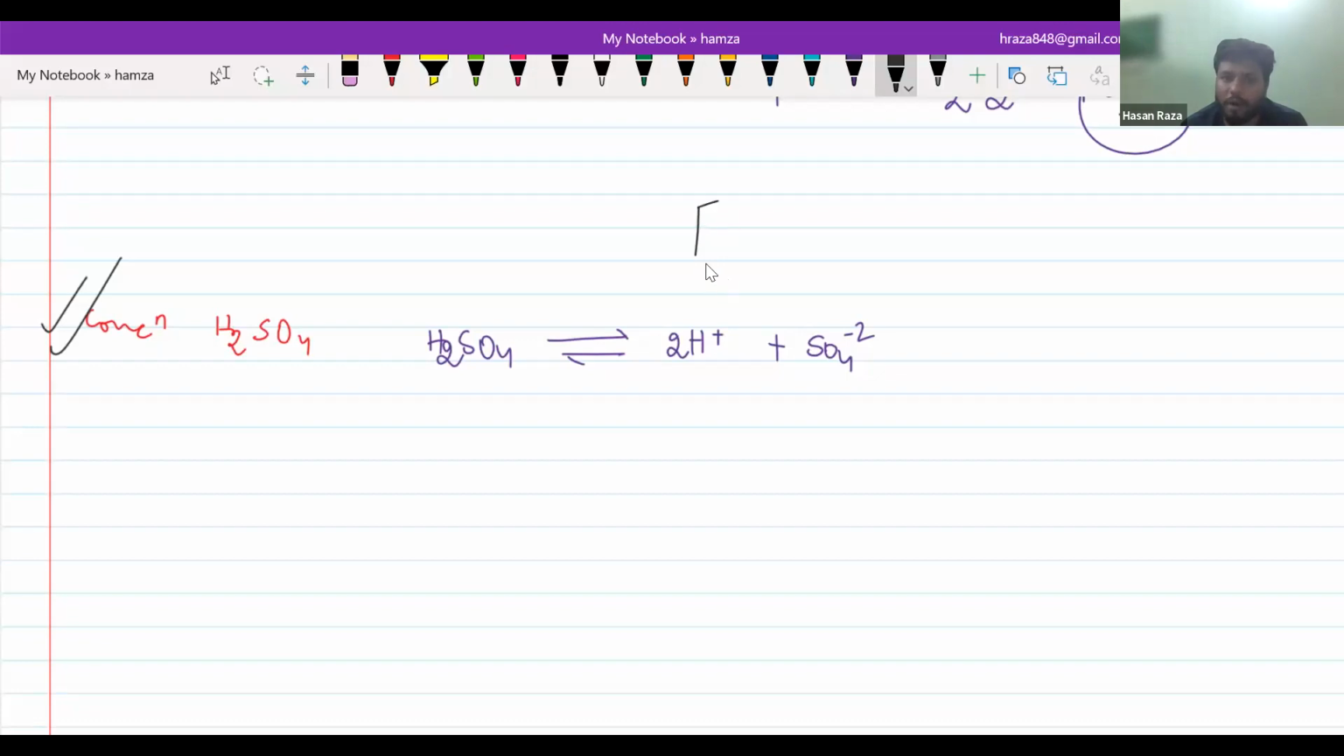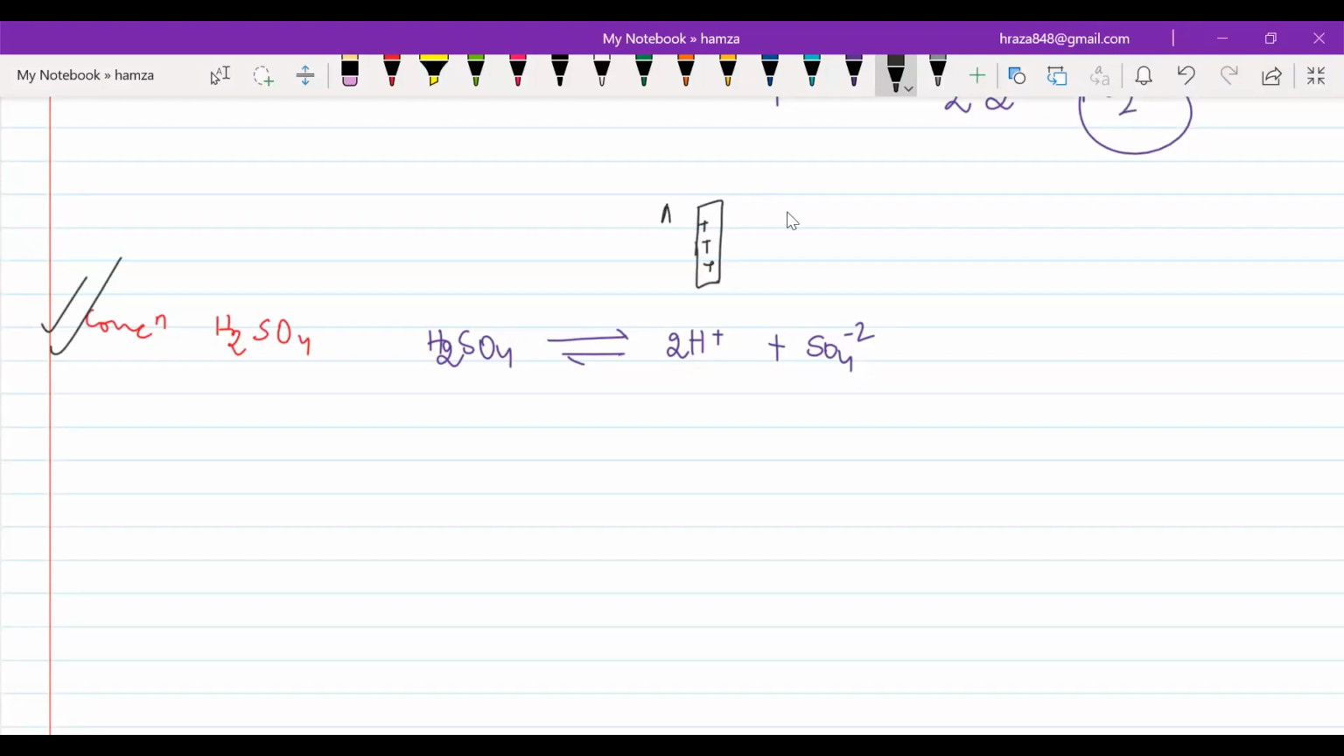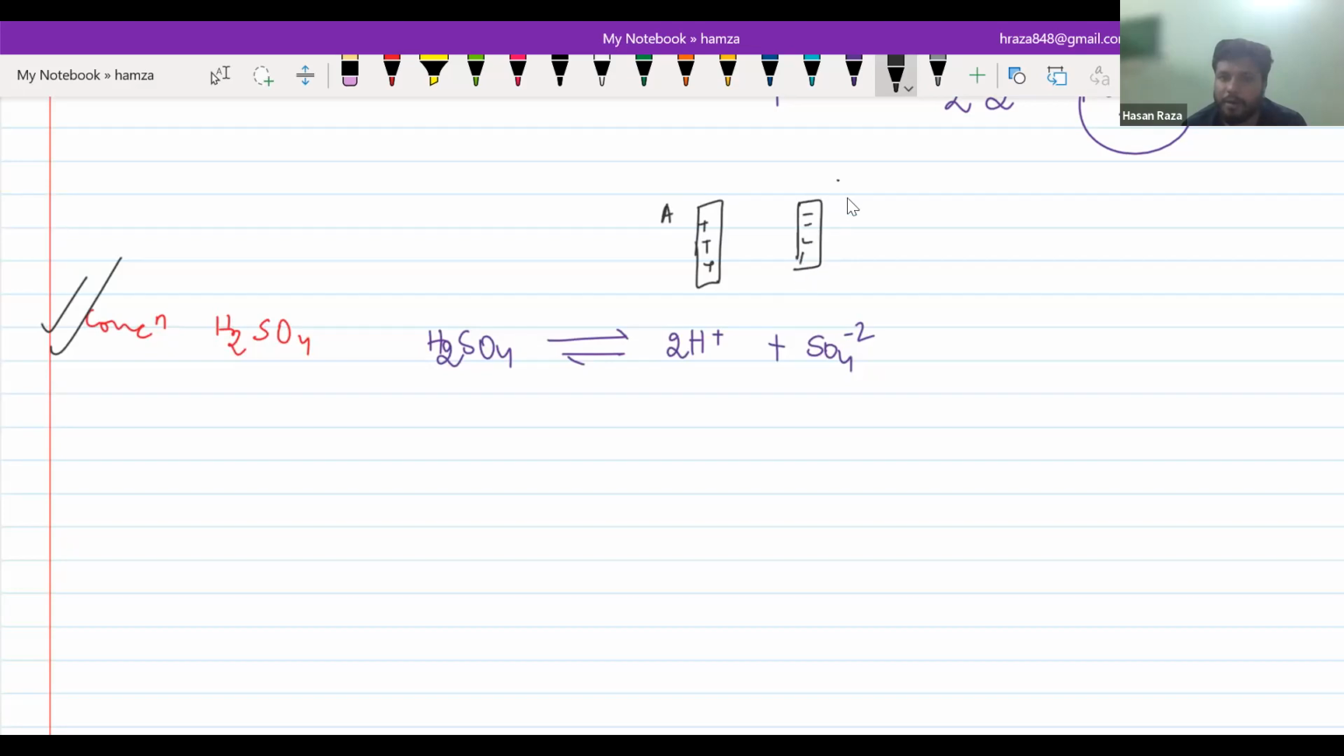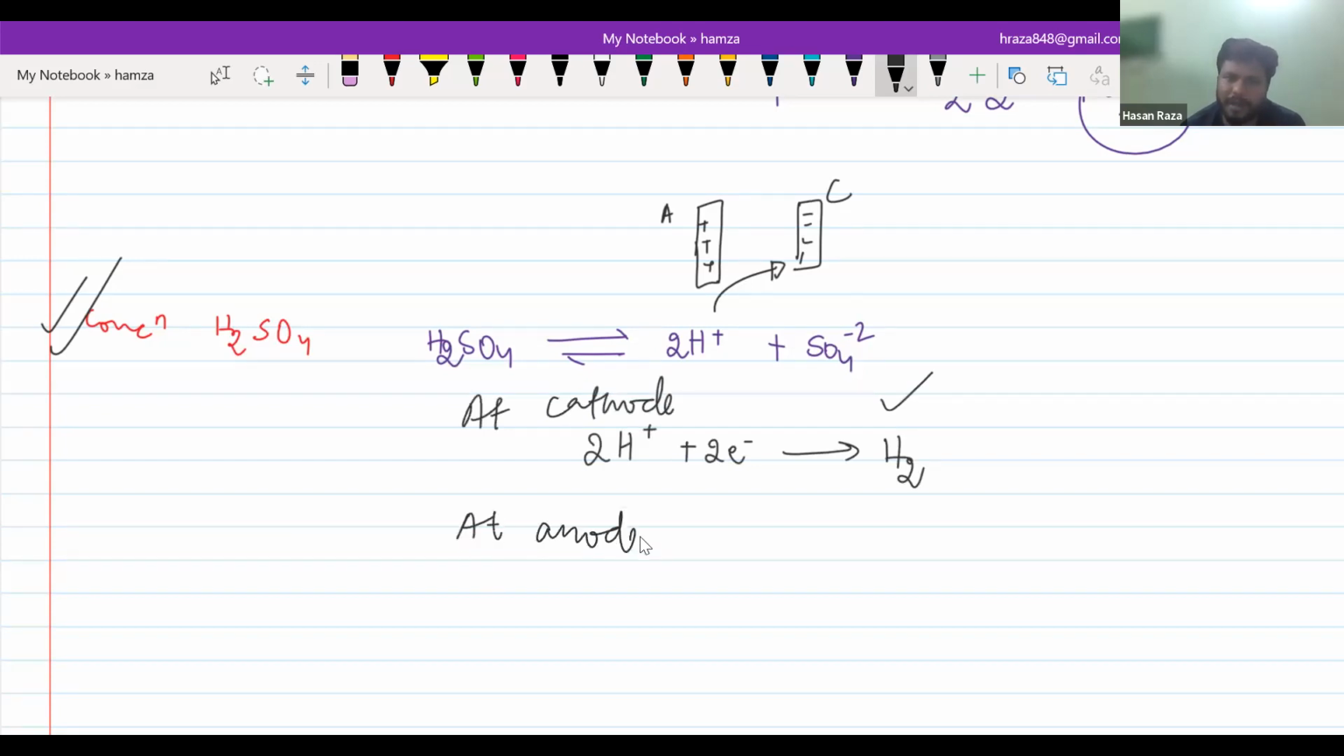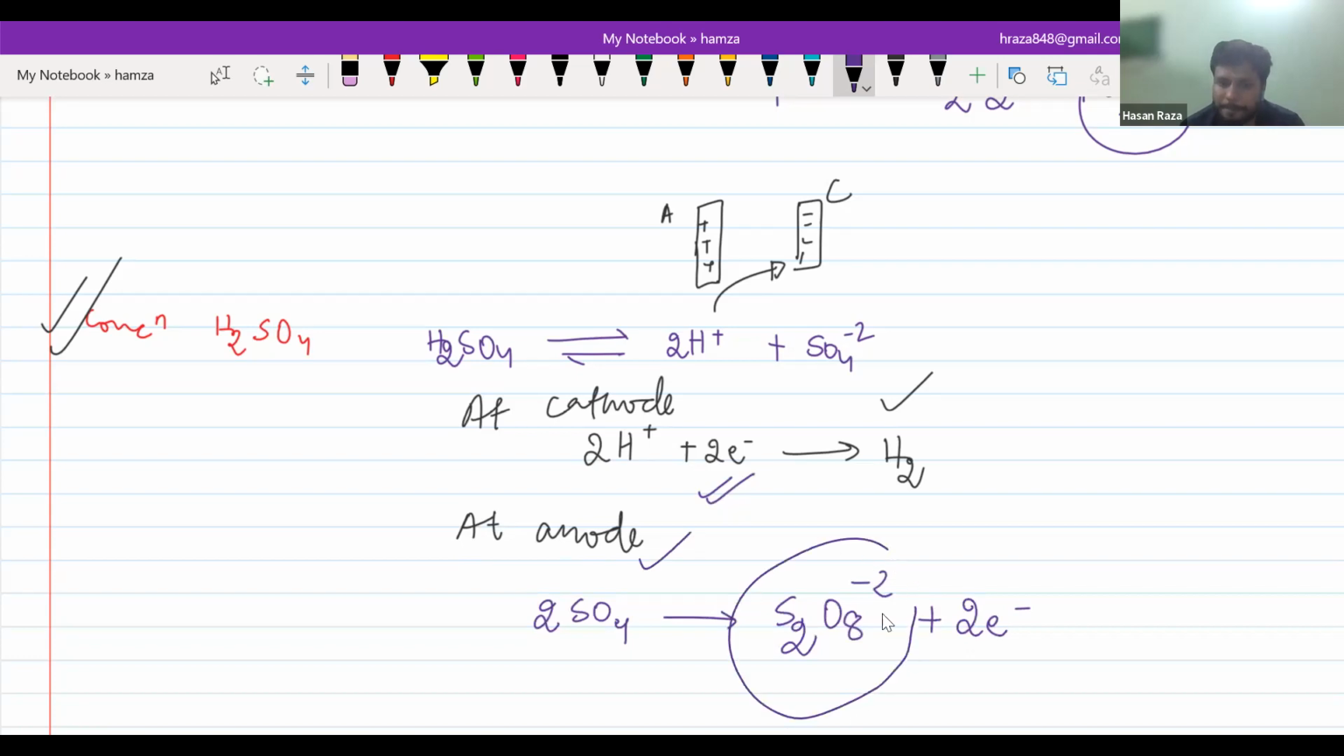So we have two electrodes. One is the positive electrode, anode, and another is the negative electrode, cathode. So 2H plus will go to cathode, and 2H plus will gain 2 electrons and be converted into H2. That means the product at cathode will be H2. Now, what about anode? We have only one option left, SO4. So 2 moles of SO4 we are going to take, and since there is reduction at the cathode, there will be oxidation here, and it will be converted into S2O8 minus 2, releasing 2 electrons. So the product at anode will be this, aqueous.